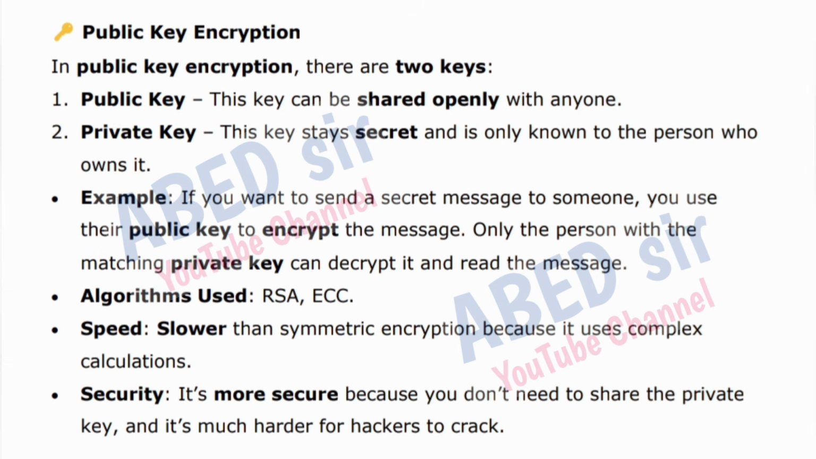Public key encryption. In public key encryption, there are two keys. 1. Public key. This key can be shared openly with anyone. 2. Private key. This key stays secret and is only known to the person who owns it. Example: if you want to send a secret message to someone, you use their public key to encrypt the message. Only the person with the matching private key can decrypt it and read the message.